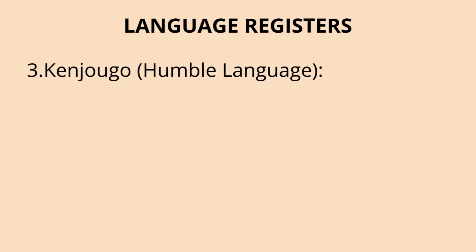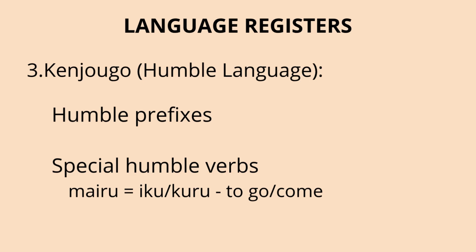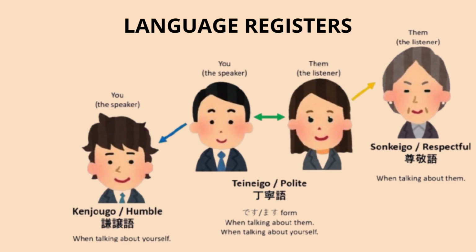Number 3. Kenjogo, humble language. It humbles the speaker's own actions or items to show respect to the listener or the person being spoken about. It uses humble prefixes and special humble verbs like mairu for iku and kuru, meaning to go and to come when speaking about oneself. The choice of Keigo depends on complex factors like social rank, individual relationships, and familiarity.